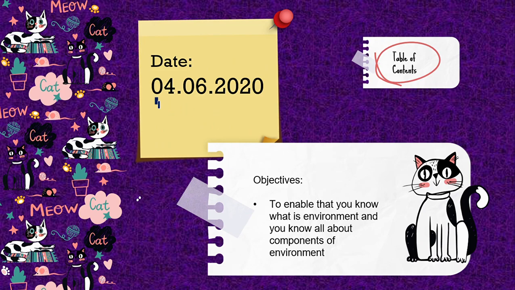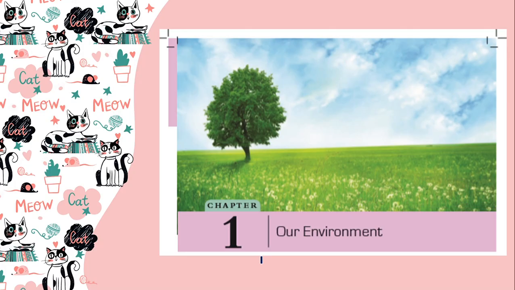So, what is today's date? 4th June 2020. And what are the objectives of today's class? To enable you to know what environment is and to tell you about all the components of environment. Now, I'm sure that we are ready to begin reading the chapter.